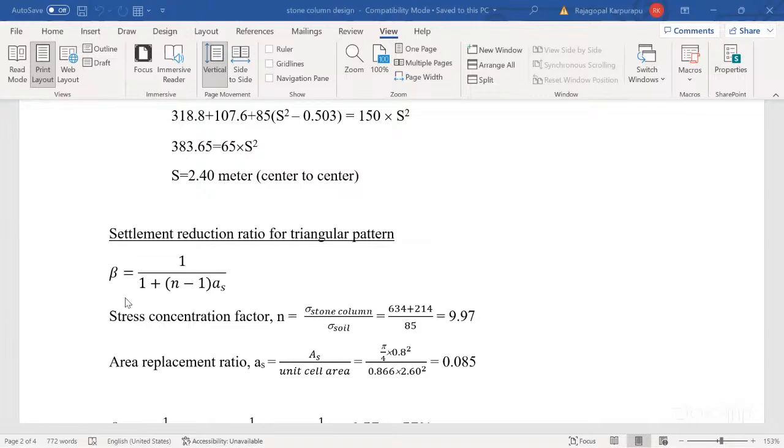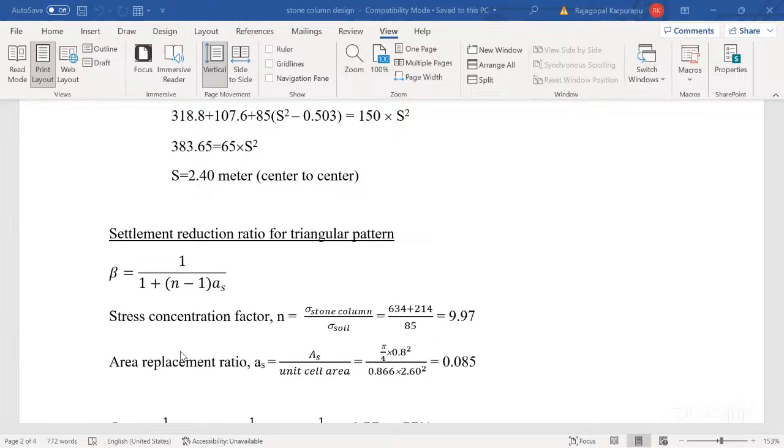And the settlement reduction factor is given as 1 by 1 plus (N minus 1) AS, where N is the stress concentration factor, that is sigma of the stone column divided by sigma of soil. And so this comes to almost 10.